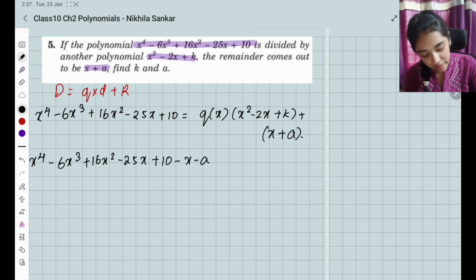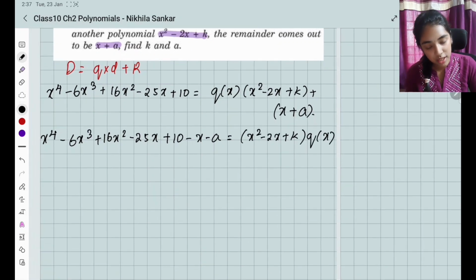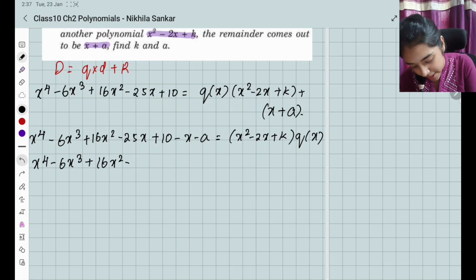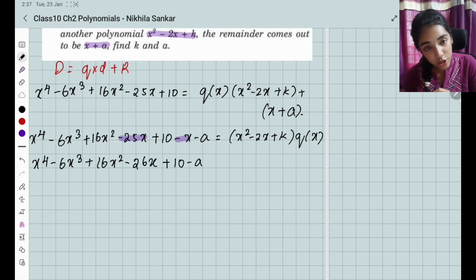மொத்தமா அந்த பக்கம் கொண்டு போனா we have minus x minus a equals x square minus 2x plus k times the quotient. இப்போ என்னாச்சு? நம்மளோட new dividend is going to be x power 4 minus 6x cube plus 16x square minus, இப்போ இந்த இடத்துல என்ன இருக்கு? You see that there is minus 25x minus x. So this becomes minus 26x then plus 10 minus a. So this is going to be our new dividend.